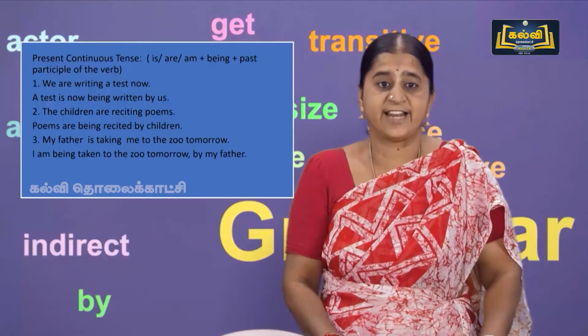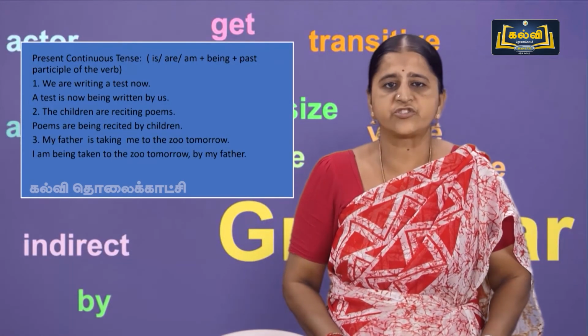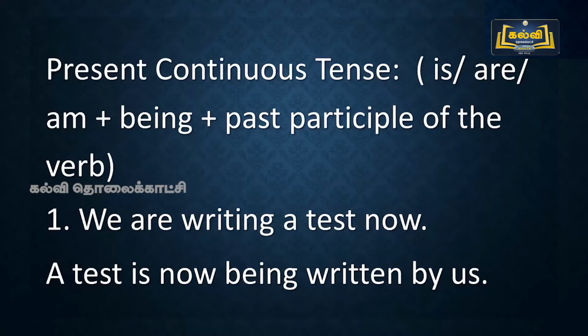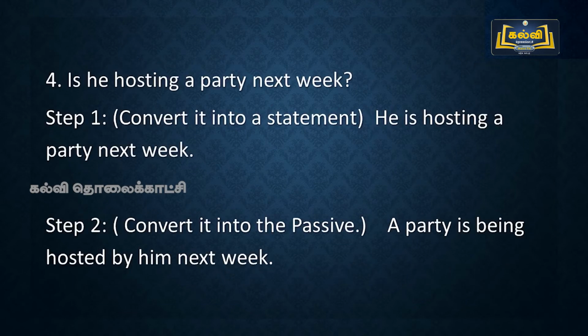Now we pass on to the next tense, present continuous tense. So in this form again, the structure of the verb in the passive is is or are or am plus being, that is being, plus past participle of the verb. Sentence 1, we are writing a test now. So we subject. Sentence 2, an interrogative sentence: Is he hosting a party next week?